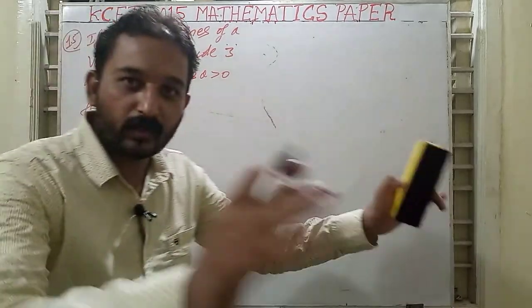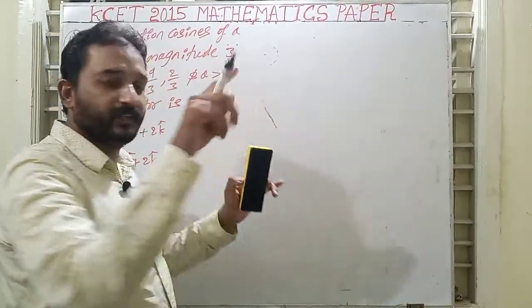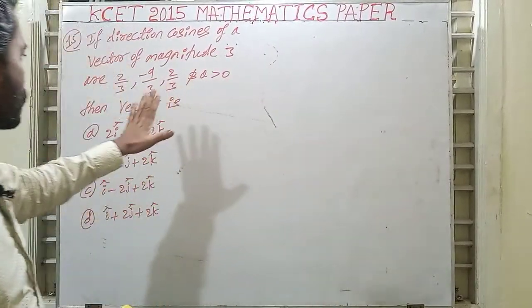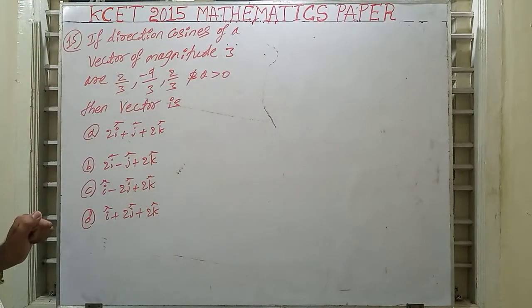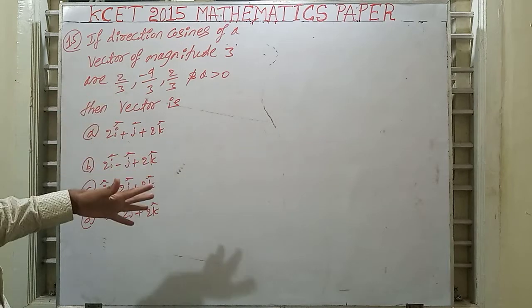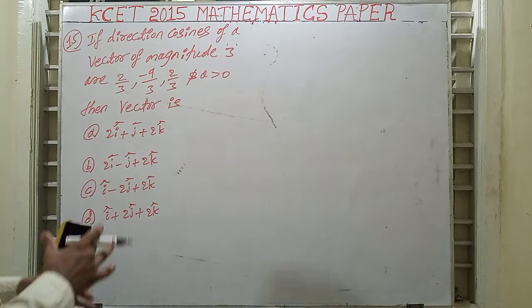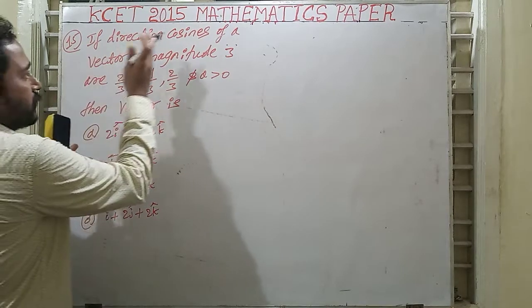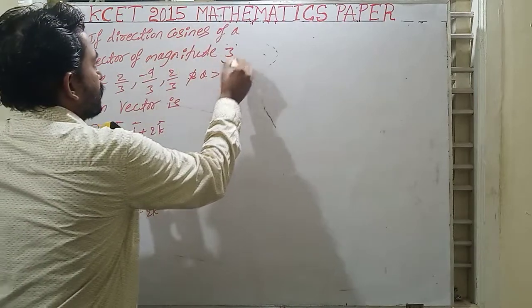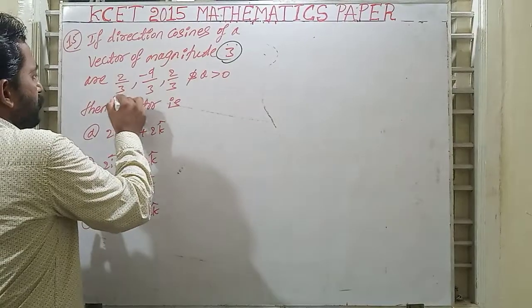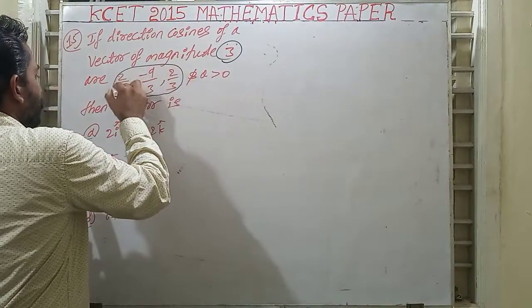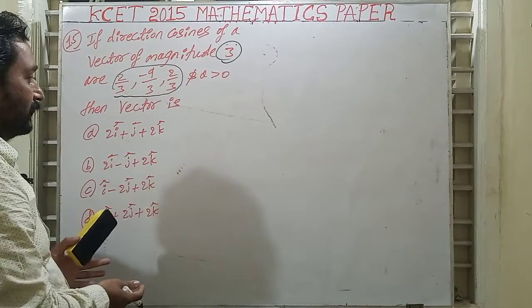So now let us move on to the next question, question number 15. Okay, so this question is once again based on the chapter vector, particularly direction cosines. Okay, so if direction cosines of a vector of a magnitude is 3, it is the given data. And direction ratios, these are the direction ratios. Okay, then what is the vector, it asks.